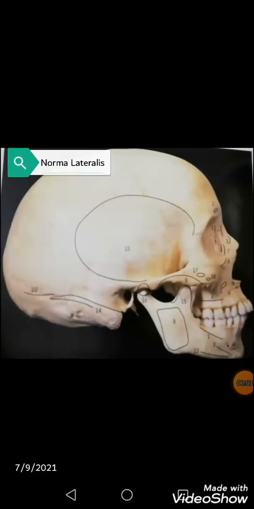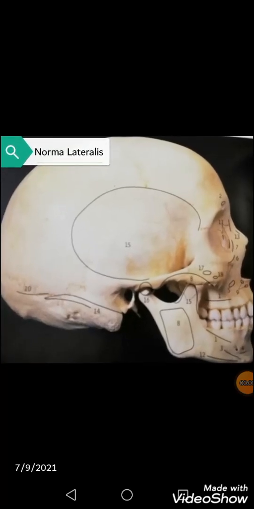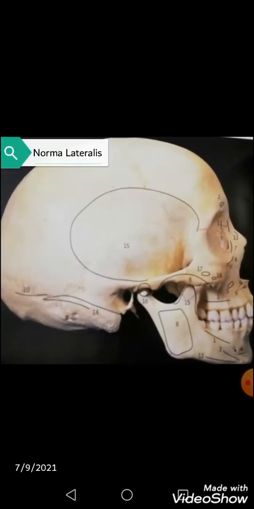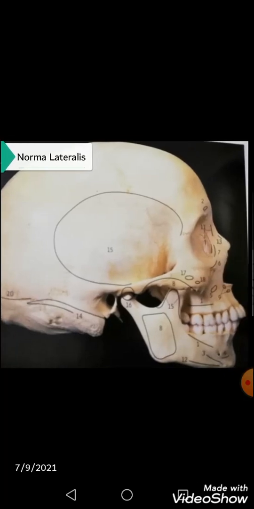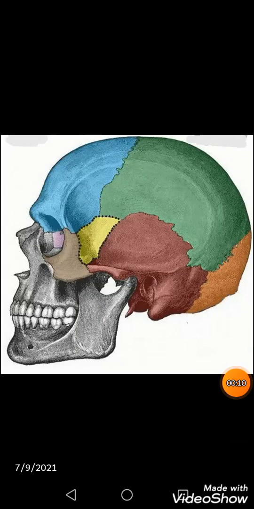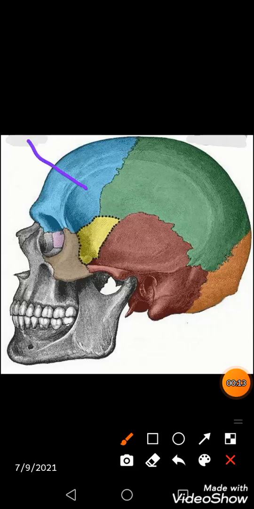Now the norma lateralis. Now we have to see which bones take part in it and which features are present in this view. Now we have to learn which bones are there. This blue bone is the frontal bone and there is the coronal suture. Then this is the parietal bone. This is the lambdoid suture. This one is occipital bone with the external occipital protuberance.